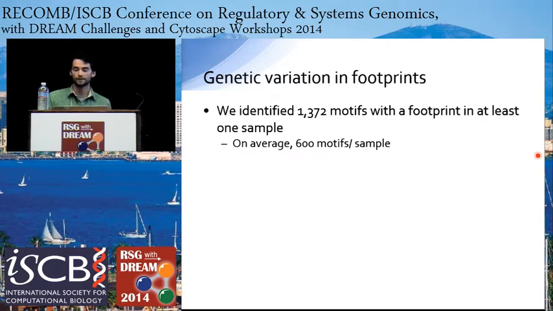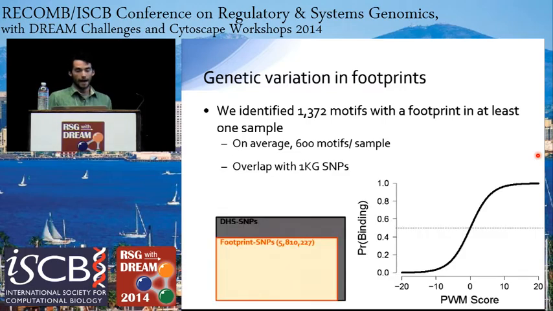So across all of our samples, we identified almost 1,400 motifs with a footprint in at least one sample. On average, this is about 600 active motifs per sample. And when we overlapped these footprints with known variants in the 1,000 Genomes catalog, we were able to make a binding prediction for both alleles using the PWM match score in the CENTIPEDE model. And we call these footprint SNPs.